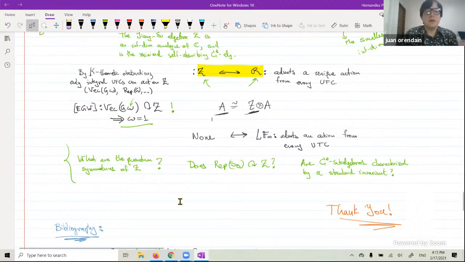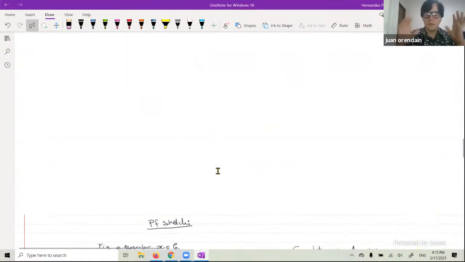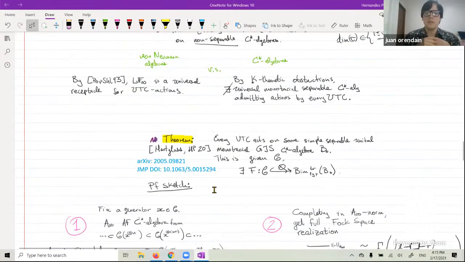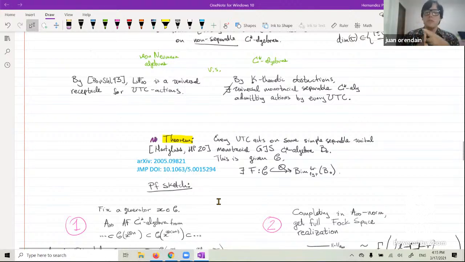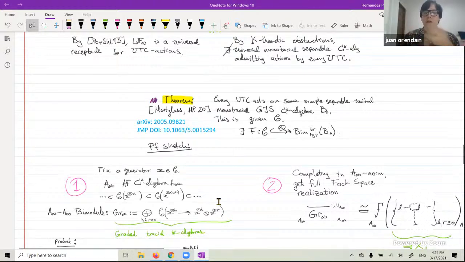Well, I do have a small question. So your first result that you talked about was that every UTC acts on a monotracial C-star algebra, right? And there's no monotracial universal receptacle for UTC actions. And of course, the Yangtze is not a universal receptacle, as you said. Is there any hope that there would be a non-monotracial universal receptacle for UTCs and actions of UTCs? And would that mean anything?